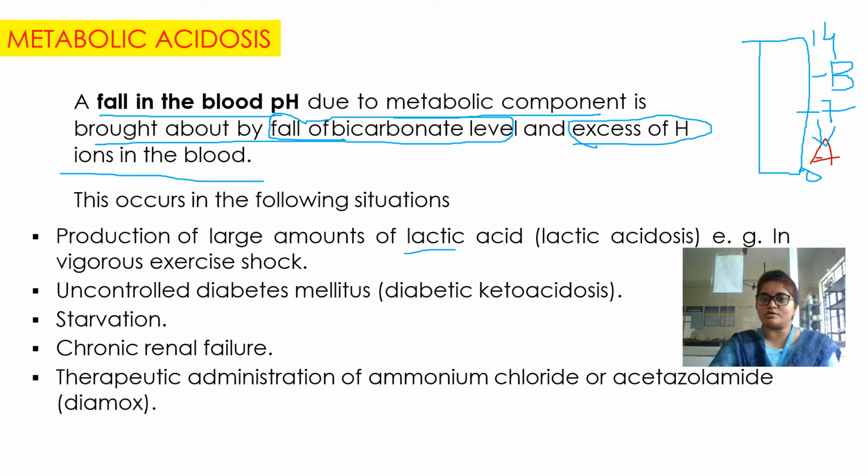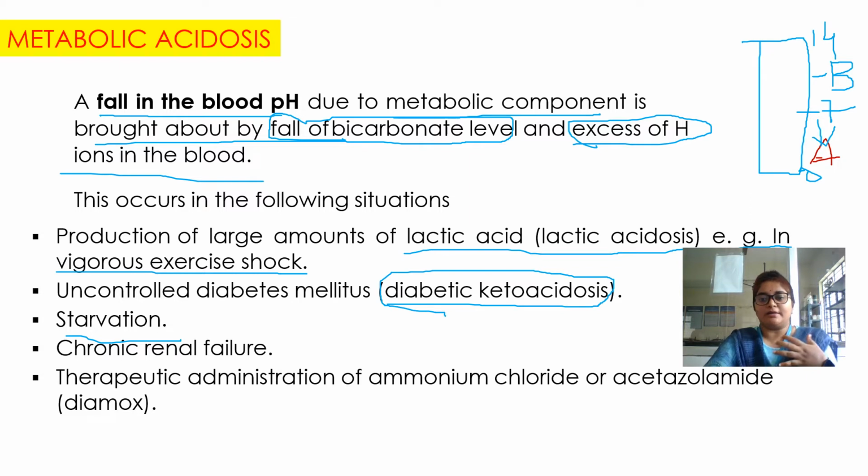Production of large amounts of lactic acid, for example in vigorous exercise, shock. So when there is an excess release of lactic acid inside the body, then it leads to acidosis of the blood. And then uncontrolled diabetes mellitus, which we call diabetic ketoacidosis. The diabetic ketoacidosis is also responsible for metabolic acidosis. Next, starvation. When you keep starving your body for more days, then there is a problem of metabolic acidosis. That means the blood pH will fall.